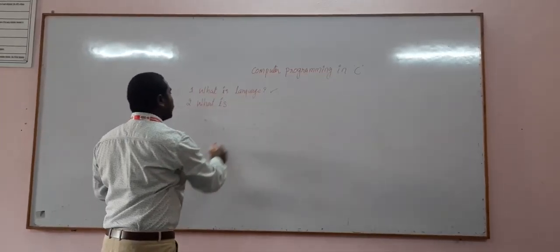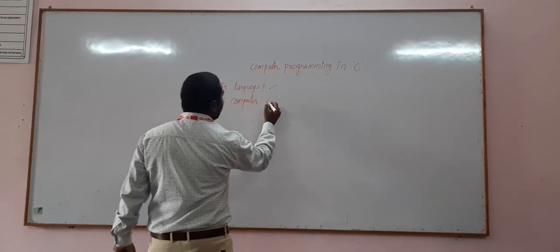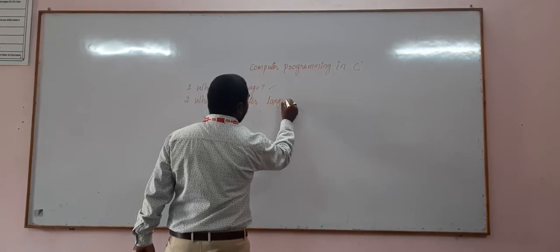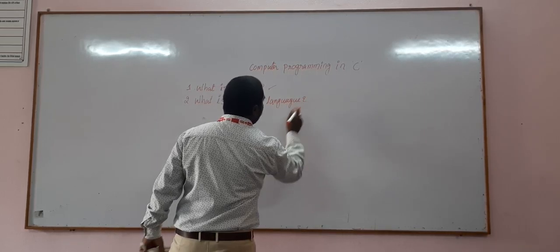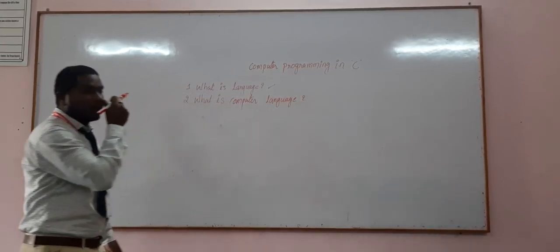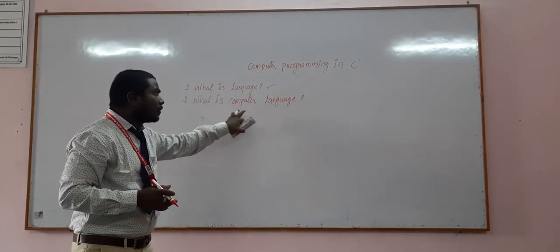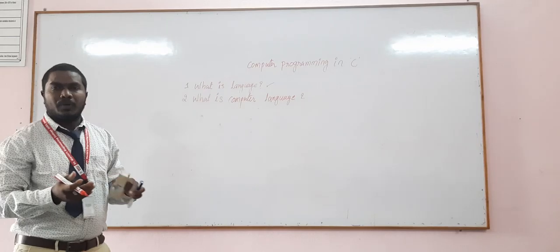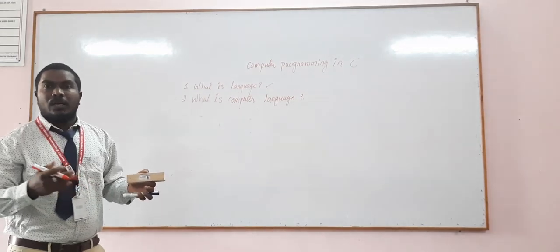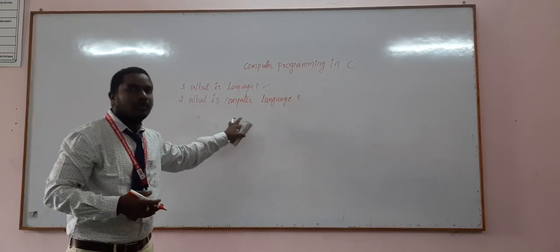What is a computer language? Computer language is also the same. It is also a set of instructions to communicate between the user and the computer. What are the computer languages? For example, C, C++, Java, DBMS. All these languages come under computer languages.